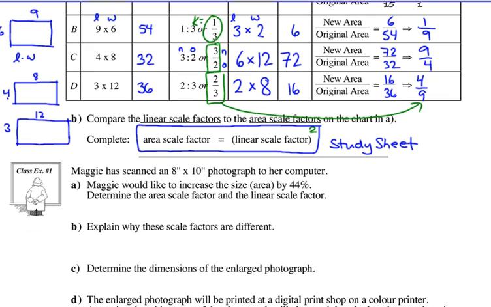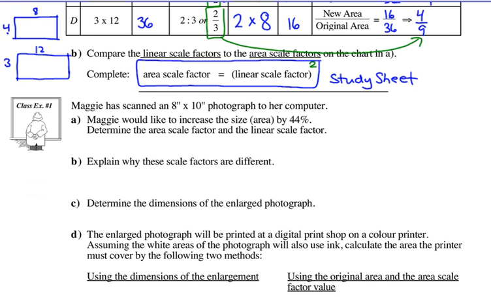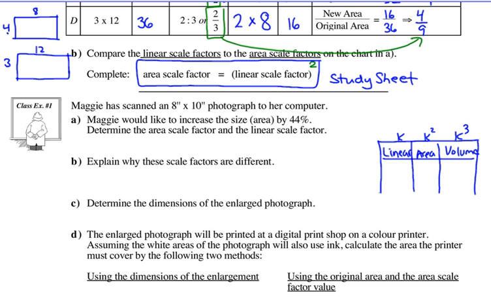So let's look at some problems. And one thing that I recommend is that when you set up a problem, you might want to make a chart, because there's different types of scale factors and you don't know which one they're going to give you. And they might give you one, but you'll need another. So we have our linear, which is like our K. Then we have our area and our volume. And I know we're not using volume today, but get in the habit of writing it. So there's my little chart.